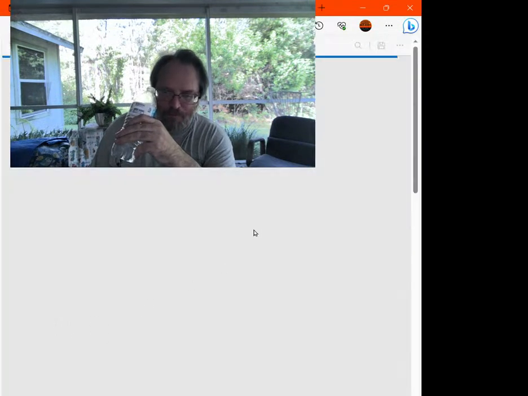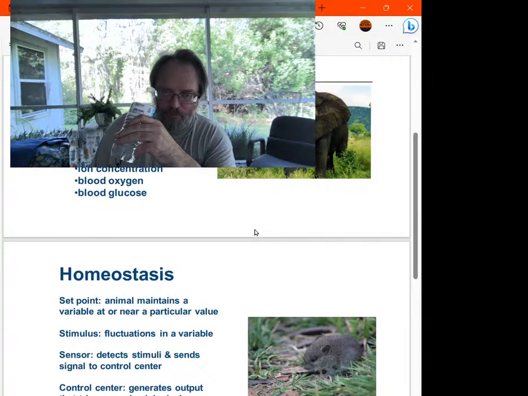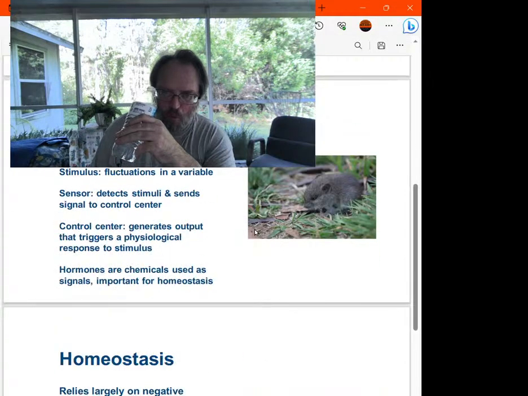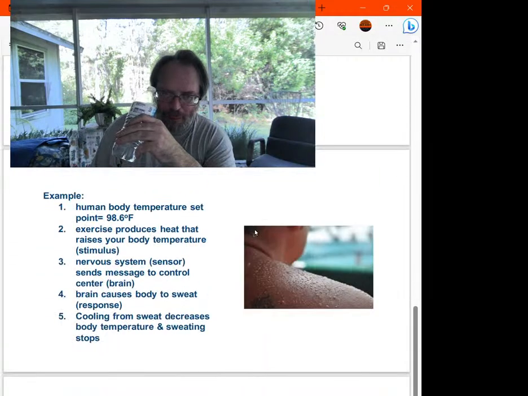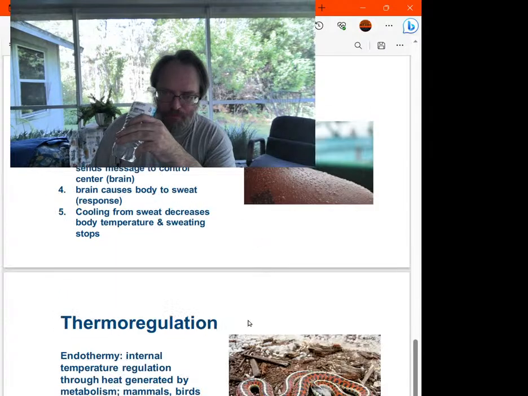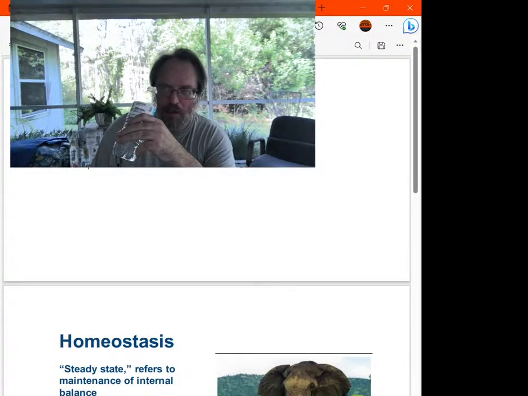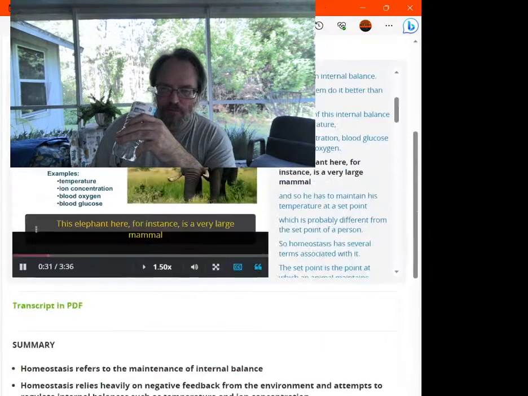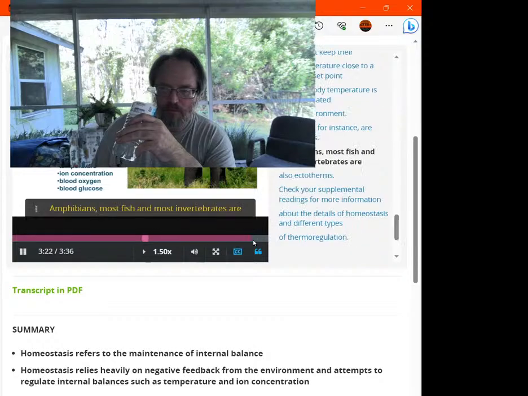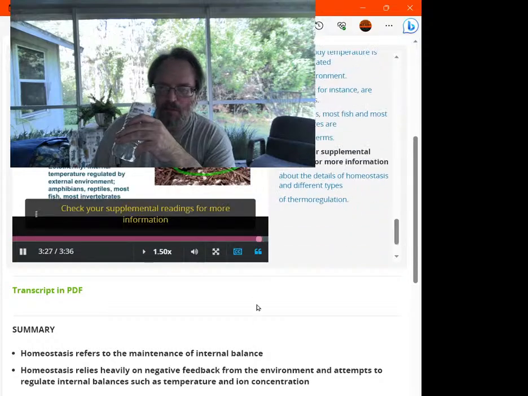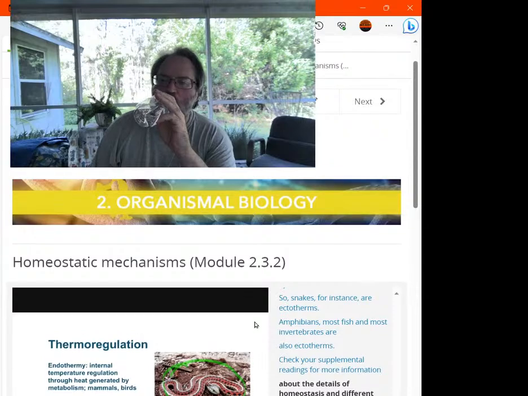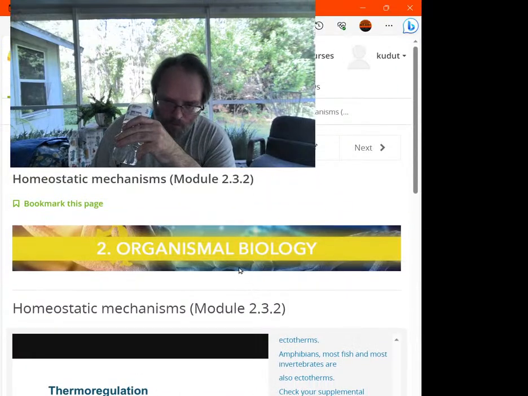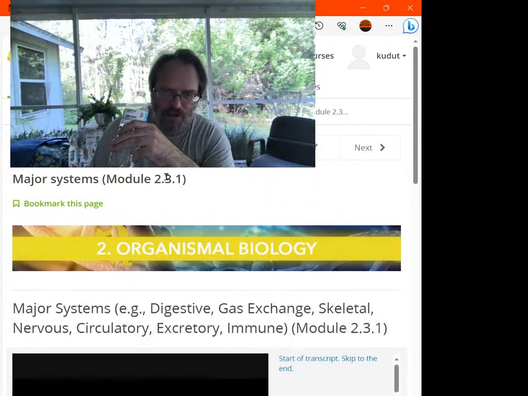In this unit, we're talking about homeostasis, which is basically a term for a steady state. And this refers to the fact that some animals are able to maintain an internal balance. Some of them do it better than others. Examples of this internal balance are temperature, ion concentration, blood glucose, and blood oxygen. This elephant here, for instance, is a very large mammal. Check your supplemental readings for more information about the details of homeostasis and different types of thermoregulation. Homeostasis is interesting.